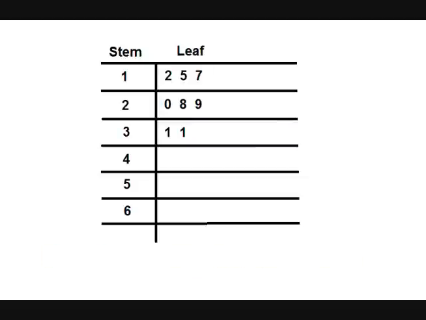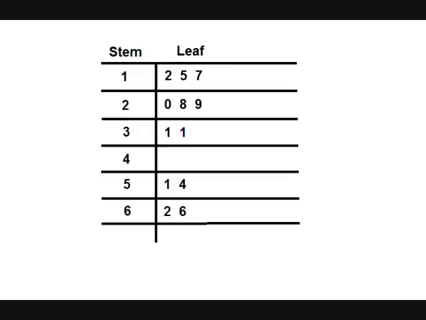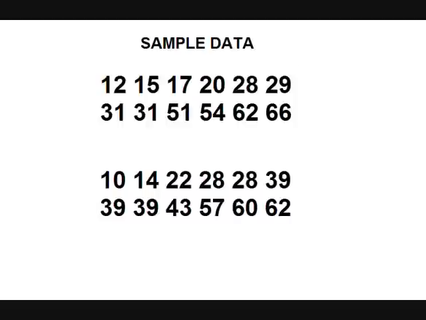It's pretty much the same deal. For the 50s, just take the 1 and the 4, put it to the right of the 50s. And for the 60s, just take the 62 and the 66, take that 2 and 6, put it to the right of the 60s column.